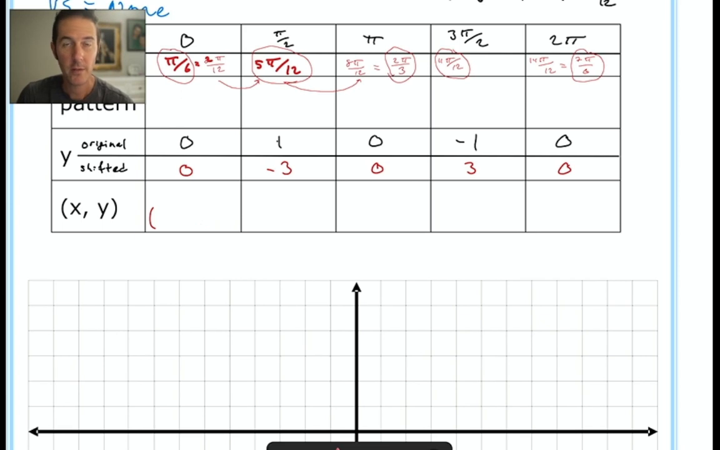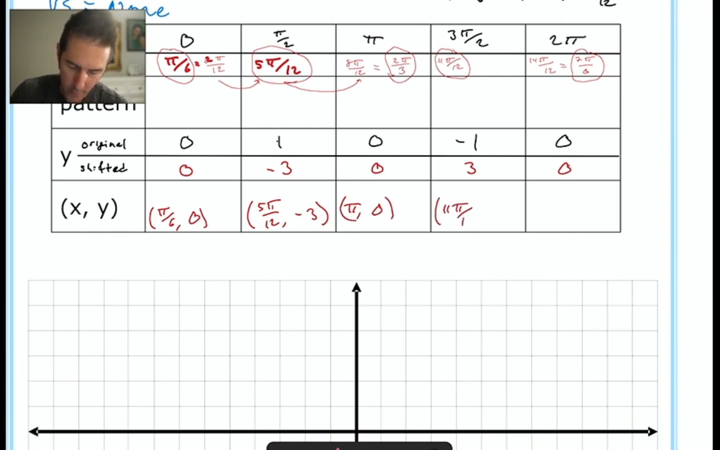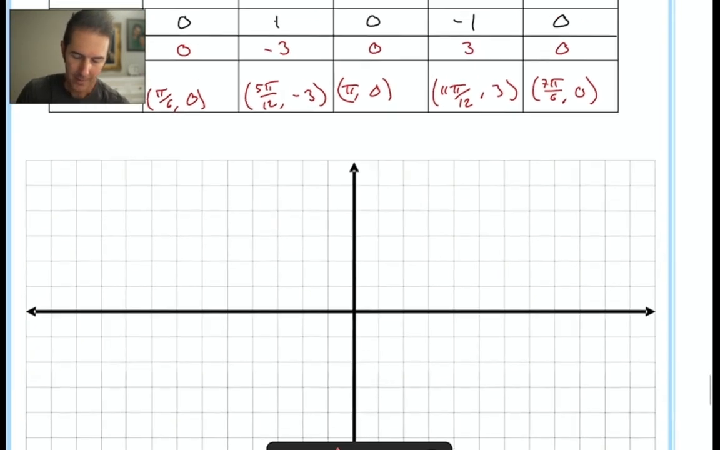You're supposed to be writing these down carefully so that they help you, not become your undoing. The x-coordinate was pi over 6. The y value was 0. There we go. Then 5 pi over 12, comma -3, pi comma 0, 11 pi over 12, stoked about that, comma 3, and finally 7 pi over 6, comma 0. All right, this is going to be fun.